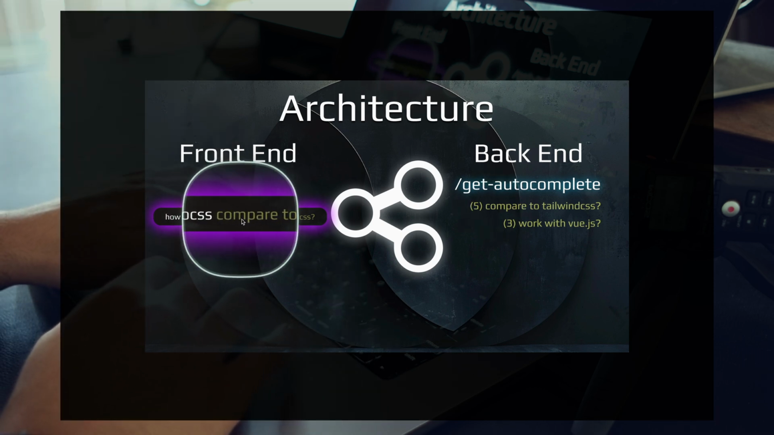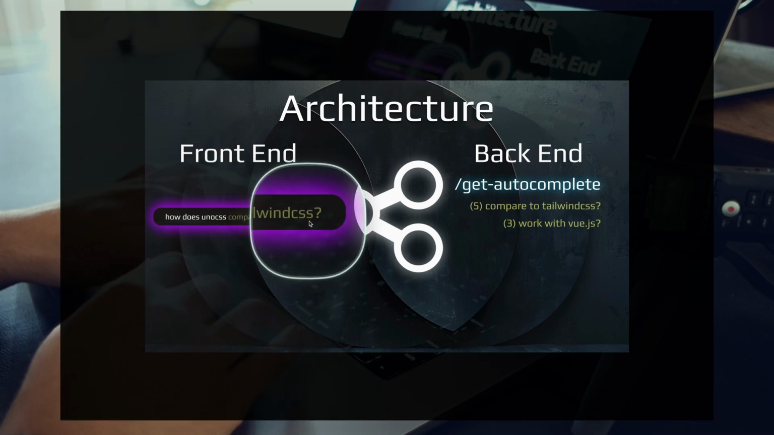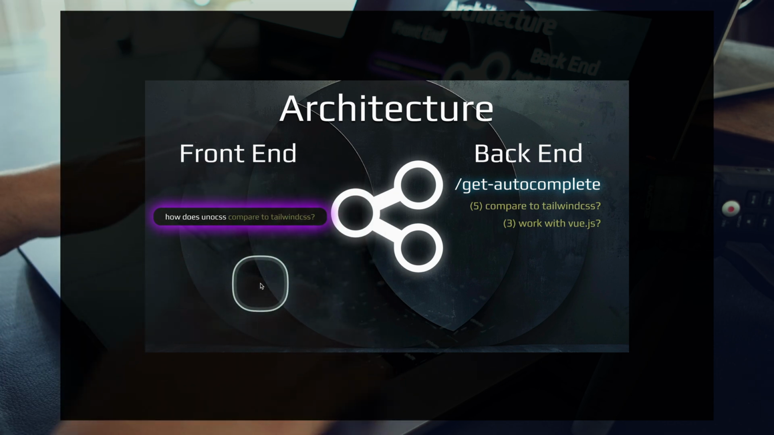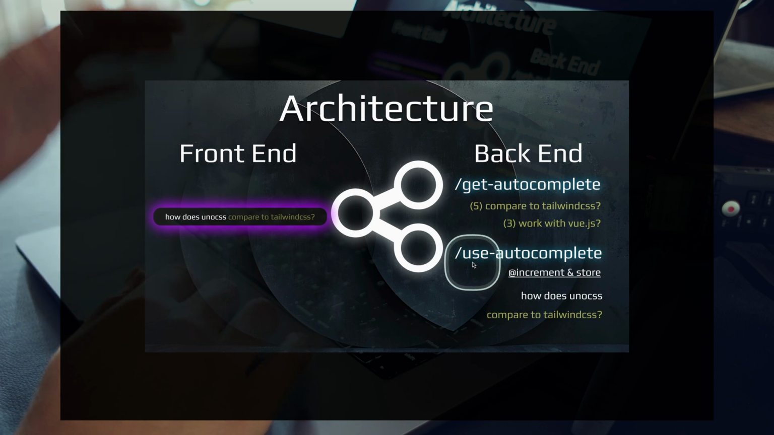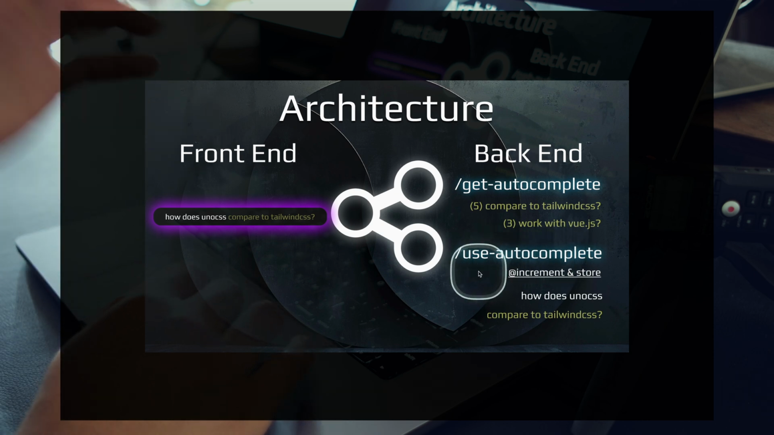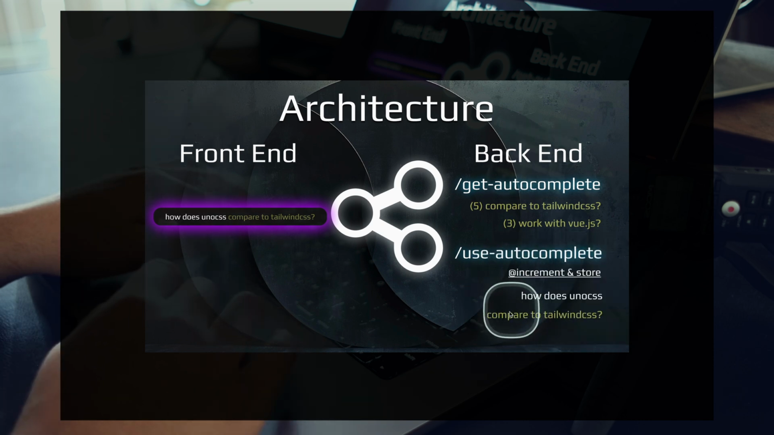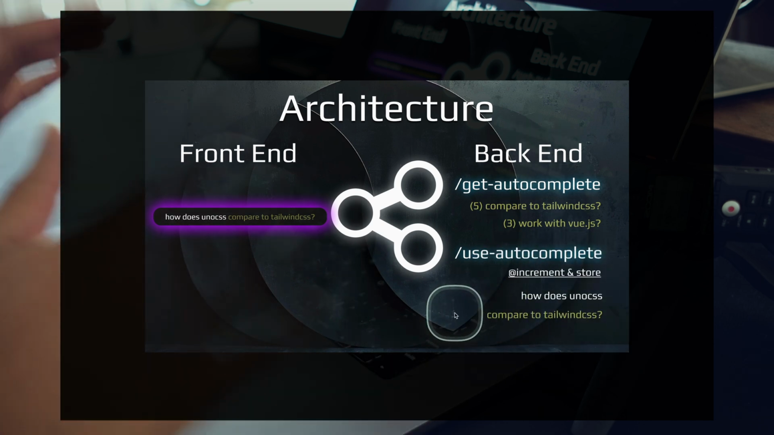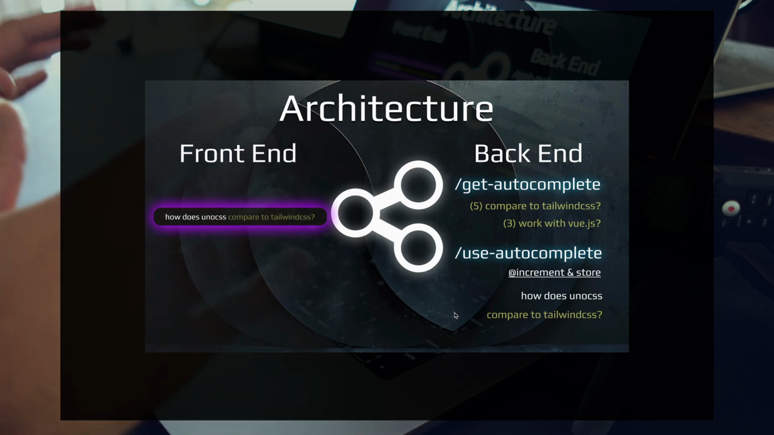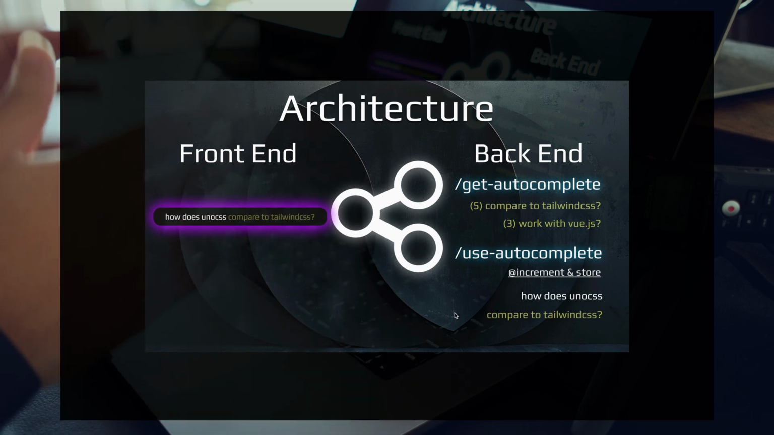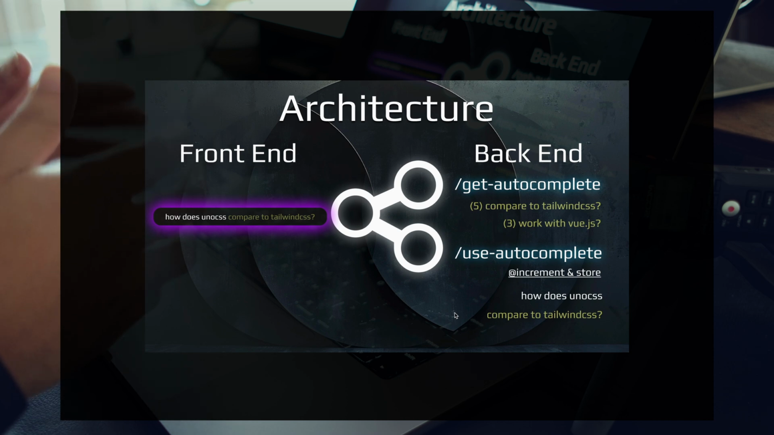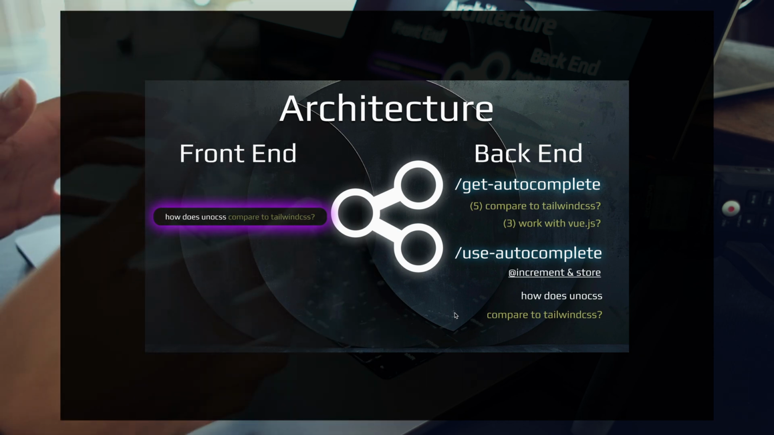So now our user has the "compare to Tailwind CSS" completion. As soon as they hit tab, our second backend post request gets hit, and that's going to be our /use autocomplete. And what this is going to do is increment and store both the input and the completion. And this simple architecture is all we need to build an OmniComplete, an LLM-powered autocomplete that can change domains with minor tweaks to your prompt.